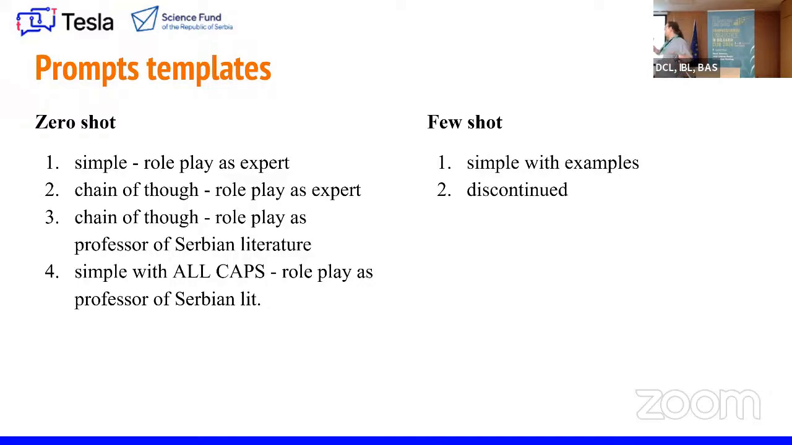First, the template is very simple and just a standard prompt with role play as the expert. Second, we have added the chain of thought, where we have explained in detail what the model needs to do. Third, we have tried to increase the complexity by telling the model to act as a professor of Serbian literature. And fourth, we have combined simple with all caps to further signify the important parts and to role play as a professor of Serbian literature. Few shot is very simple, with examples up to the limit of the prompt length.